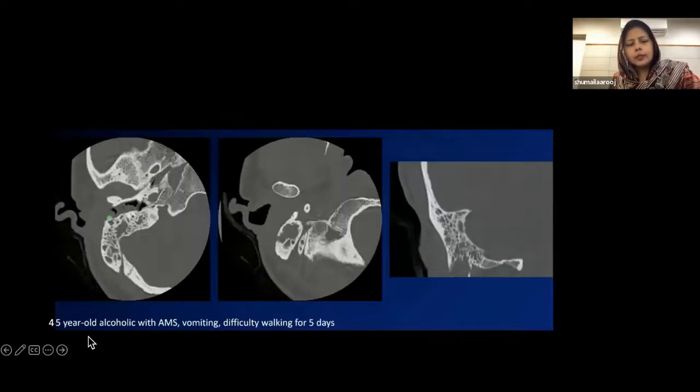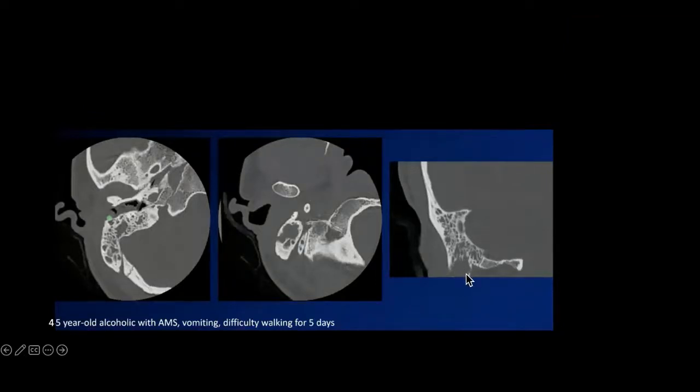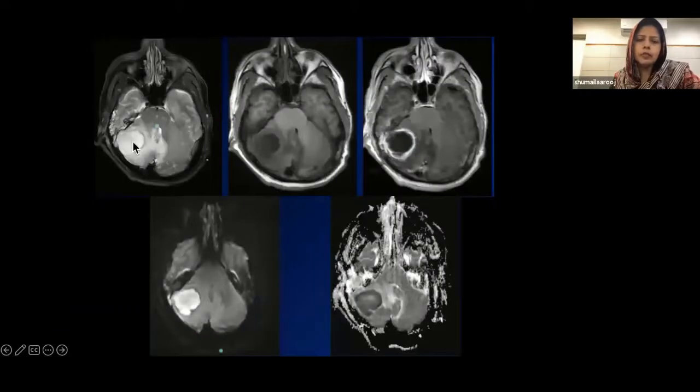This was another patient, 45 years old, alcoholic, presented with vomiting and difficulty in walking. The patient had a CT scan in which it was found that there was some breach in the cortex of the mastoid. And this was appreciated on these images as well. There was some hypodense area involving this. And when MR was performed in this patient, it was found that there was a large abscess in the right cerebellar hemisphere, which was showing diffusion restriction, and it appeared low on ADC mapping.